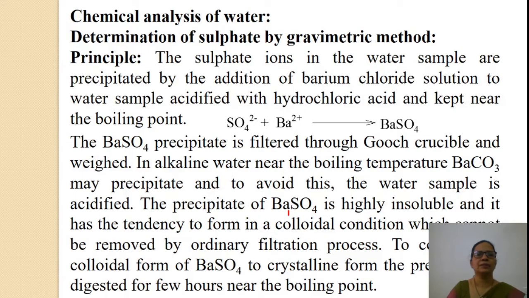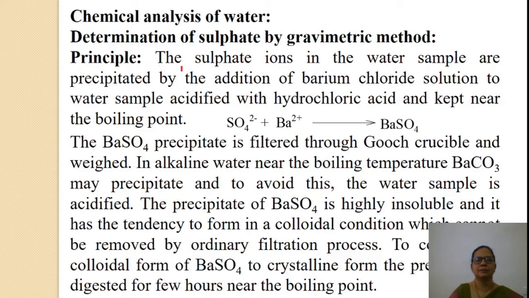The next topic, chemical analysis of water, under which the first title is determination of sulfate by gravimetric method. Sulfate ions which are present in water can be estimated by gravimetric method. Now what is this gravimetric method?